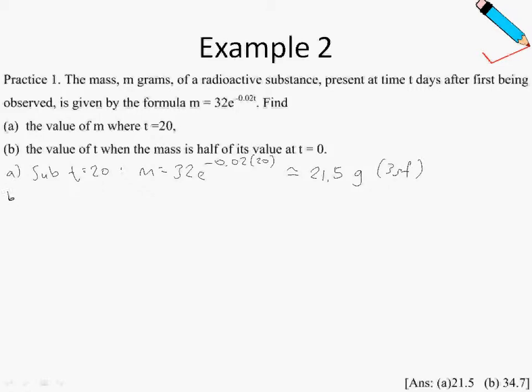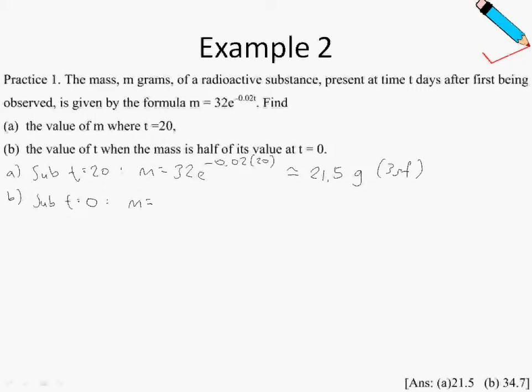In part B, we want to find the value of t when the mass is half of its value at time 0. First and foremost, let's find the mass at time 0. To find the mass at time 0, we'll just sub t equals 0.